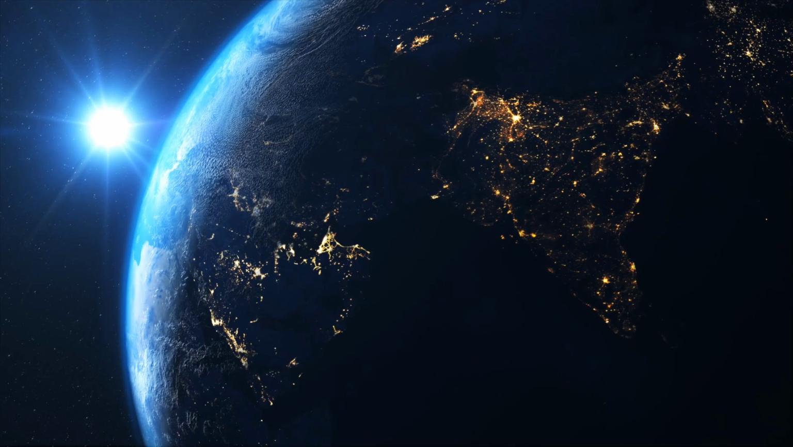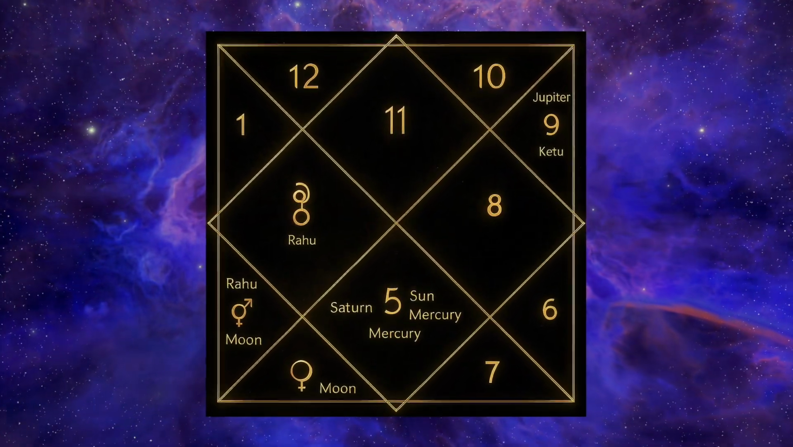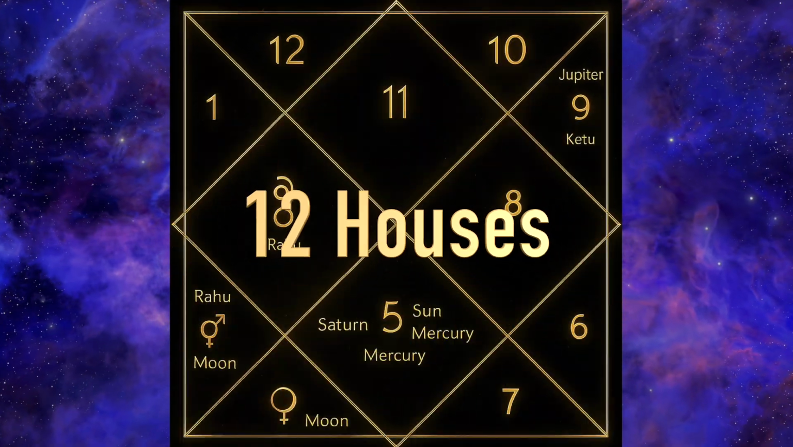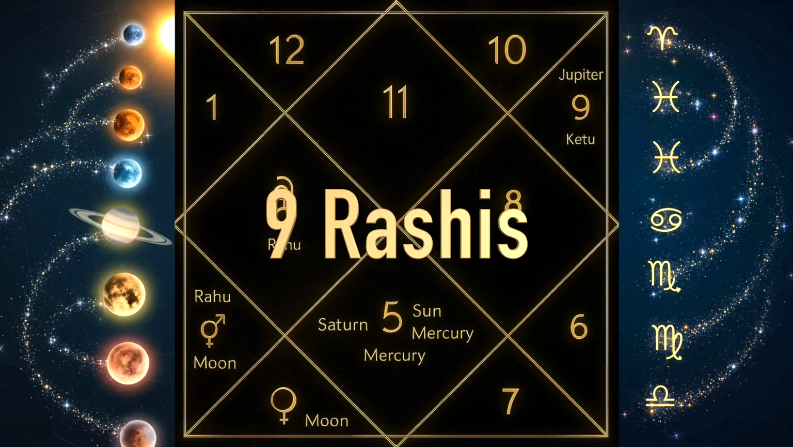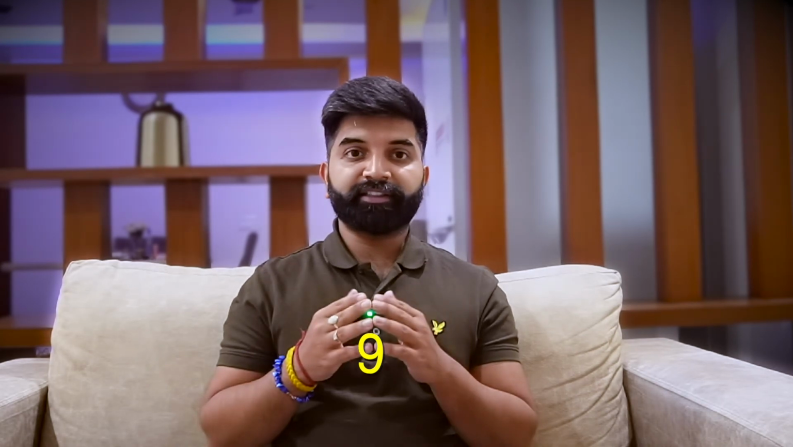Every human being born on earth has an astrological chart which is called Kundli or Patri depending on where you live. In that Kundli or astrological chart, you have 12 houses, 9 planets and 12 Rashis, also called zodiac signs. And we have benefic planets like Mercury, Moon, Jupiter and Venus. If these 4 benefic planets sit in good houses like 1, 4, 7, 10 or even 5 and 9, which are considered the auspicious houses in our Kundli, then there is a certain kind of Raj Yoga.